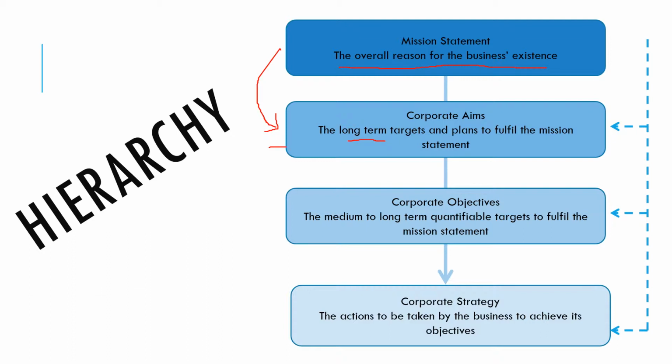And then from those aims, we can generate objectives. Well, if that's the aim, what are the targets that we need to fulfill? And we can check whether we've fulfilled them, they're quantifiable. And then in the long term, or as a result of that, what strategies do we need to achieve these objectives, to achieve our aim, to fulfill our mission statement?